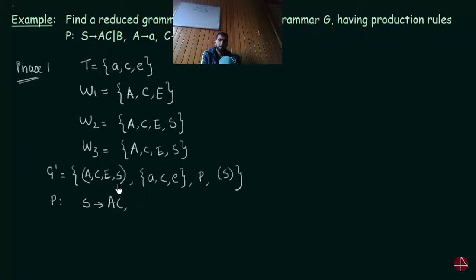And then we have A. For what does A give? A gives small a, and then we also have C, which gives small c, and then we have E, which gives small a, and also E. Okay, so this is the production rule for our grammar G dash, which we have obtained from phase number 1. Now let us proceed to phase number 2.